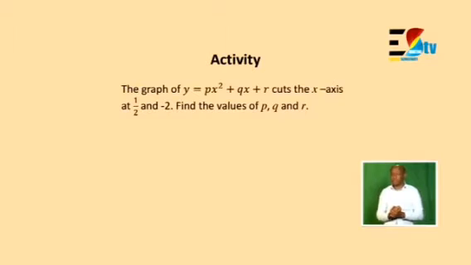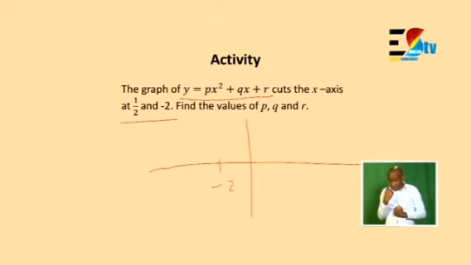The next thing we want to look at, dear learners at home, is the next objective. We want to see how we can find the equation of the curve, given the x-intercepts or given some information, like in this question here. The graph of y equals px squared plus qx plus r cuts the x-axis at these 2 points. So it cuts the x-axis at -2 and at 1/2. So we're given the x-intercepts, and we're asked to find the equation of this graph.